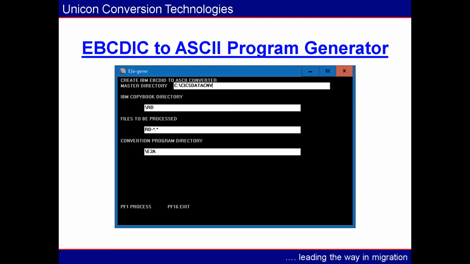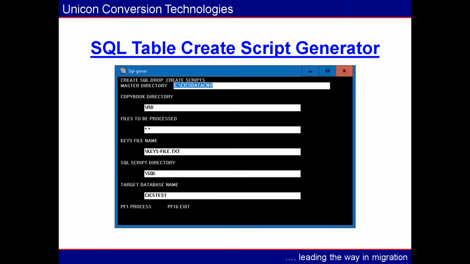The EBCDIC to ASCII generator reads the record definition copybook files in the specified IBM copybook directory and automatically creates the EBCDIC to ASCII conversion programs in the specified conversion program directory. The generator also provides the option of specifying that only specific files are to be processed. The table create script generator reads the record definition copybook files in the specified copybook directory and automatically creates the create table SQL scripts in the specified SQL script directory. The generator also provides the option of specifying that only specific files are to be processed.